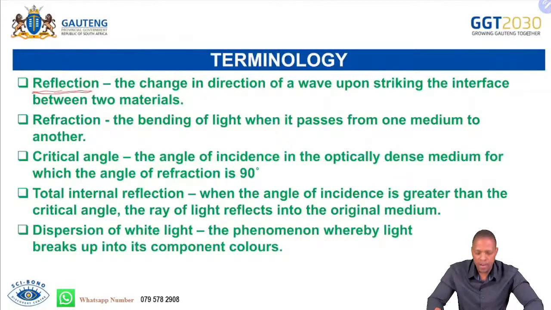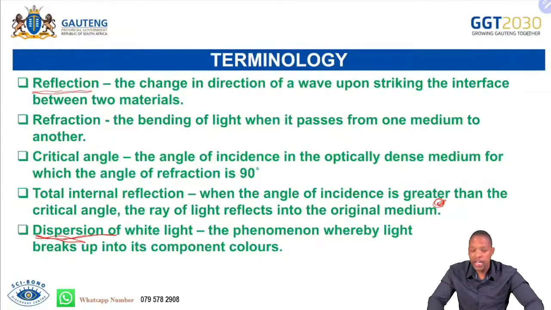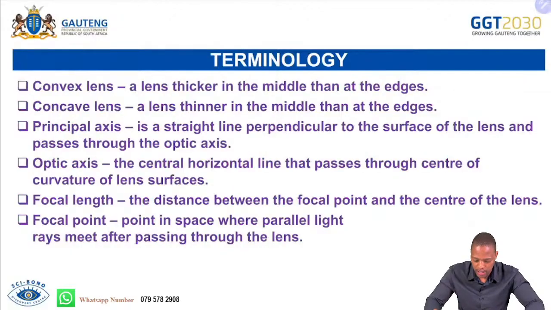Total internal reflection will be when the angle of incidence is greater than the critical angle. The ray of light reflects back into the original medium. We'll also discuss what this means, and we'll be looking at diagrams then. And then we also look at dispersion of white light, right? Dispersion of white light is a phenomenon whereby white light spreads into its component colors. That's what we're also going to look at there.